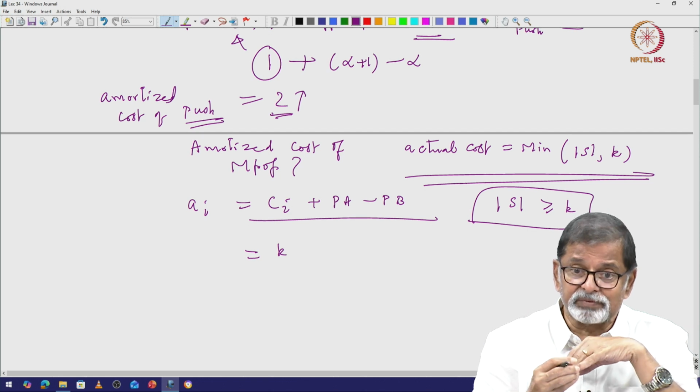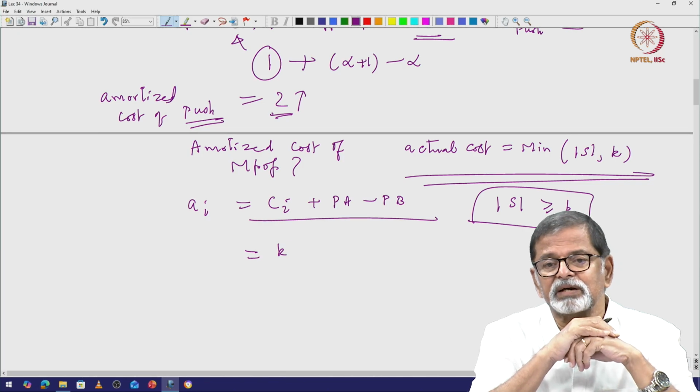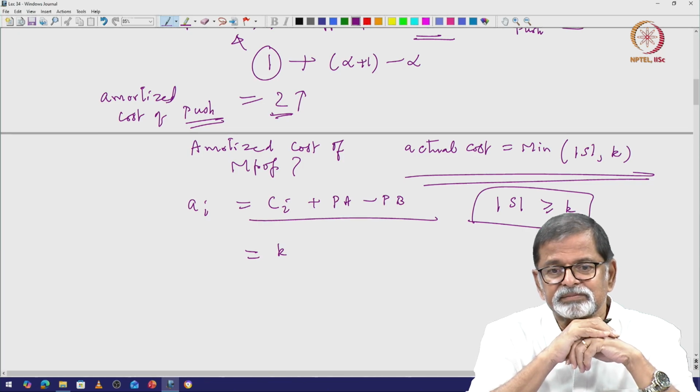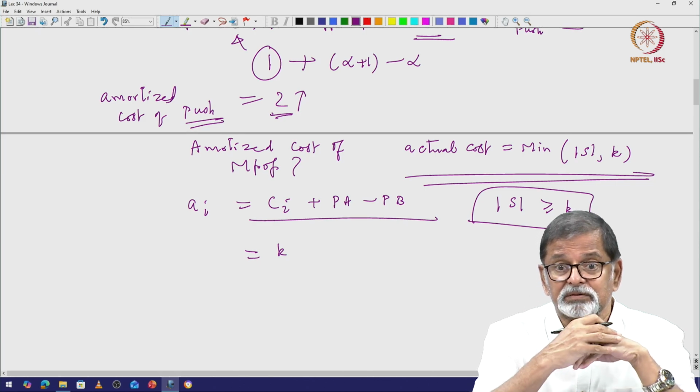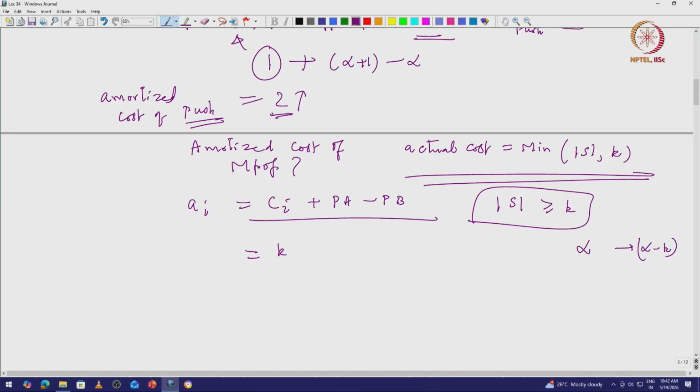Suppose I have alpha elements before the MPOP. Suppose I have alpha elements in the stack. After the operation you are throwing away k, therefore this will become alpha minus k. So potential after will be the size of the stack, which is alpha minus k, minus the potential before. Before performing the operation you had alpha items, and this is 0. Ai is 0 in this case.